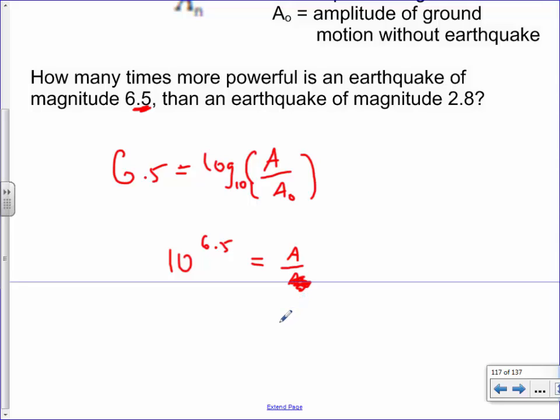Let's just pretend that the amplitude before we started was 1. I don't know that it actually was the number 1, but every time I'm going to use a0 from now on, I'm just going to pretend that it's the number 1, just to make things simpler. Does that make sense? So I now know that the amplitude for one of them is 10 to the 6.5. You guys have a calculator. Can someone tell me what 10 to the 6.5 is as a number? It's pretty big, obviously.